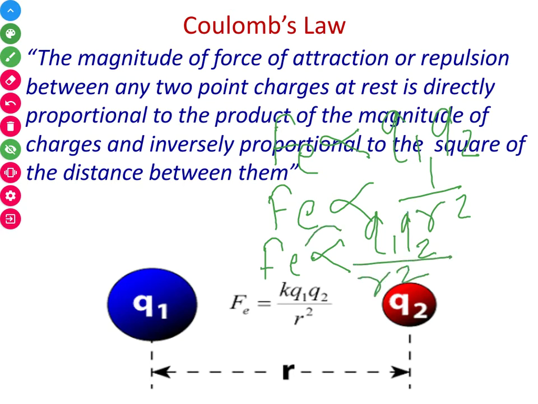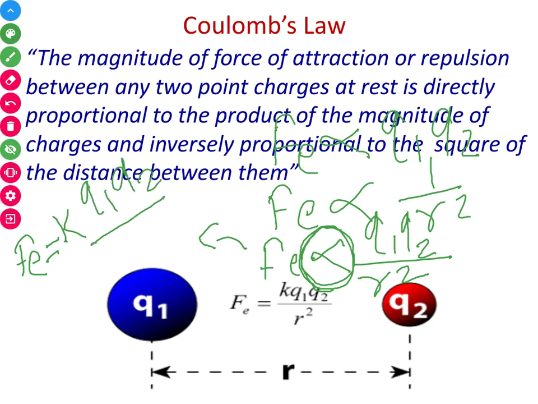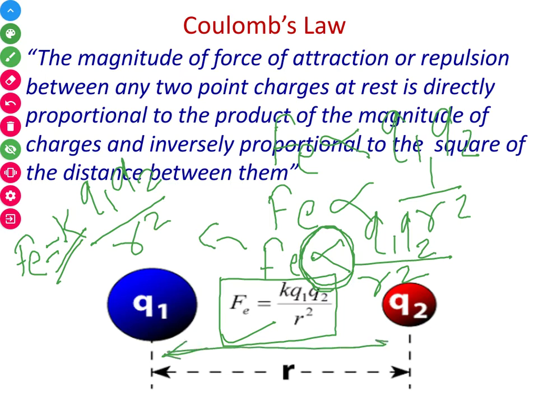If we remove this proportionality sign, the expression becomes Fe, the electrostatic force between the two charges, is equal to K into Q1 Q2 upon r square, which is given by this expression. Here K is the Coulomb's constant, and its value depends upon the medium between these two charges and also the system of unit used.